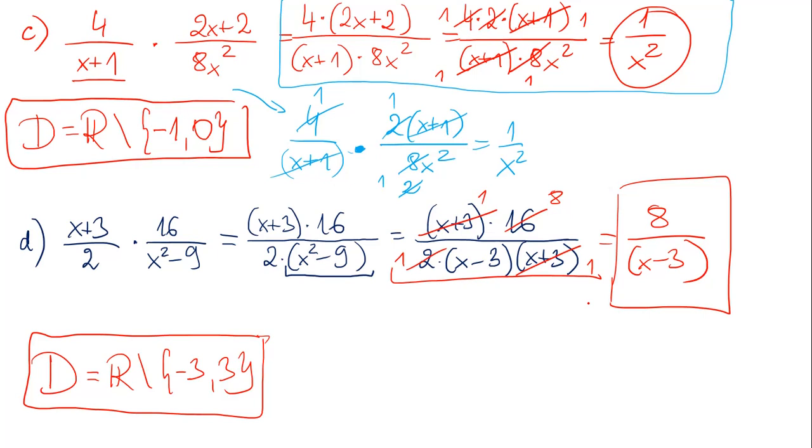Okay, any questions? Easy so far? Okay. Right, so if there are no questions, let's go to E. We have 2 more examples from this exercise, so now E and F. x minus 1 over 3 times 4x over x squared minus x.